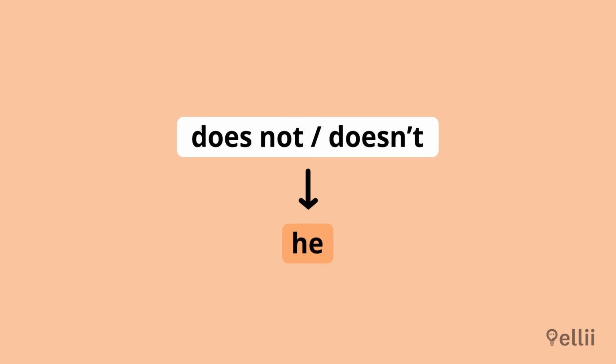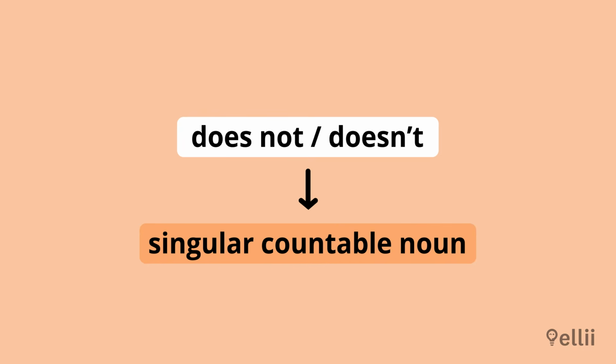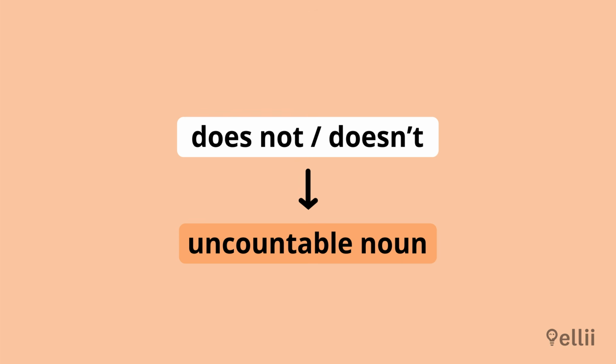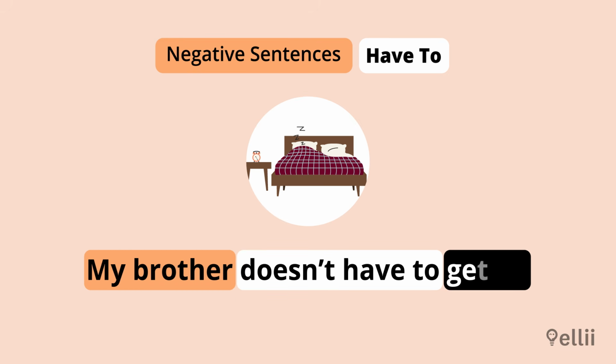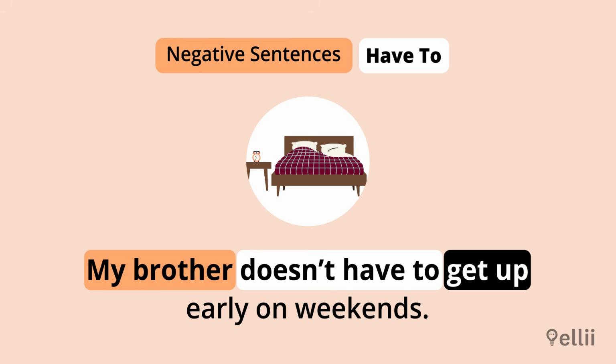The auxiliary do not, or the contraction don't, changes to does not, or the contraction doesn't, when the subject is he, she, it, a singular countable noun, or an uncountable noun. I don't have to get up early on weekends. My brother doesn't have to get up early on weekends.